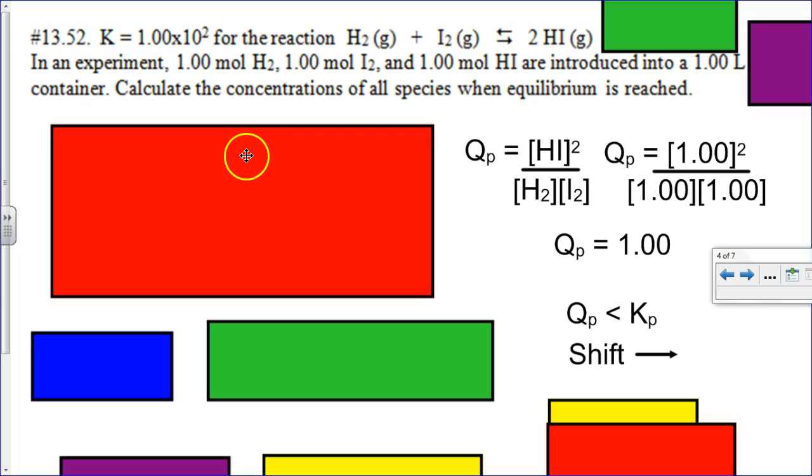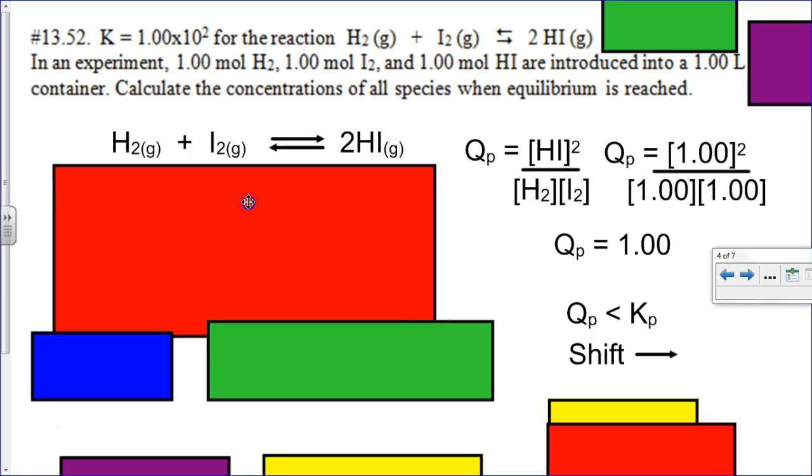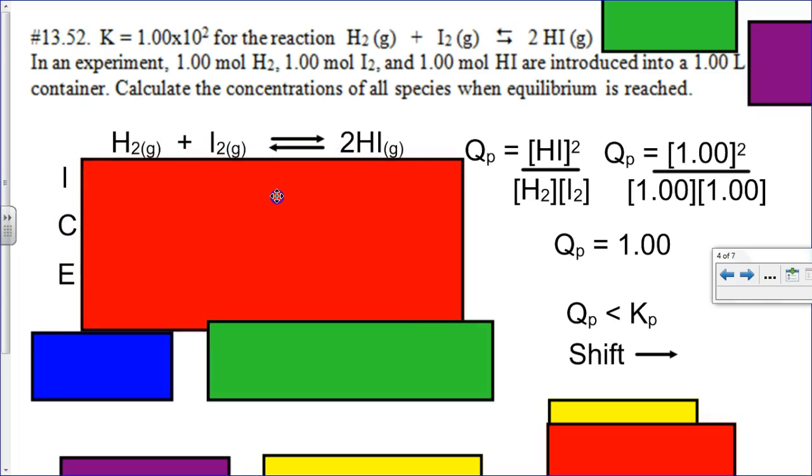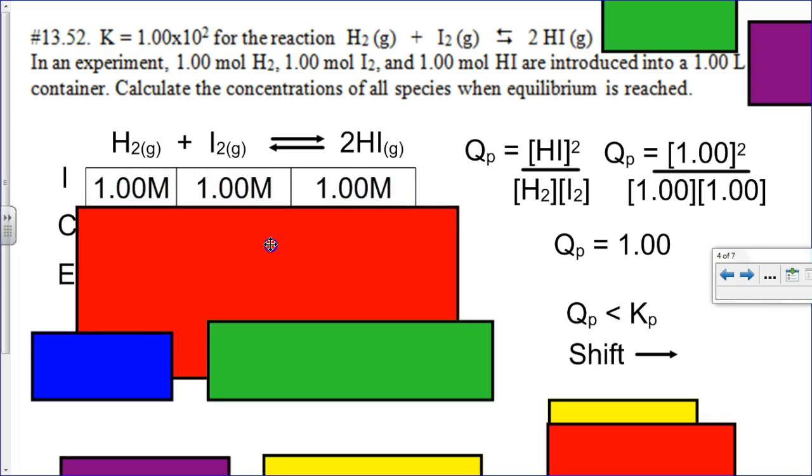Okay, so what we want to do is set up the reaction first, as always. We'll have ICE on the side. And in the very first line, we have our initial concentrations. Again, we have 1 mole of all these gases. We have a 1 liter container. So we have 1 molar for each of these.